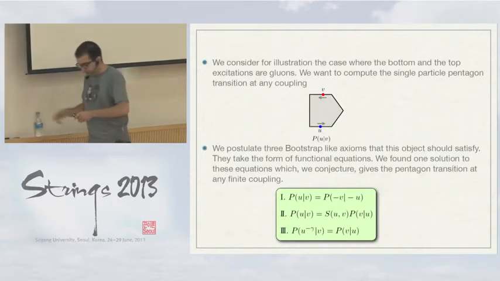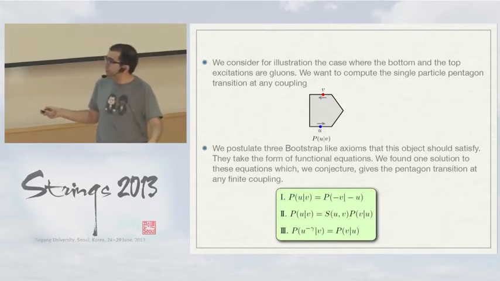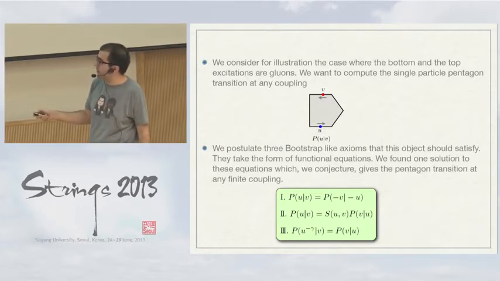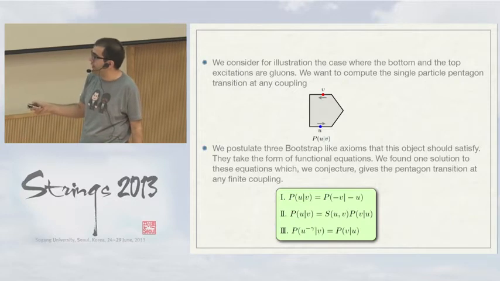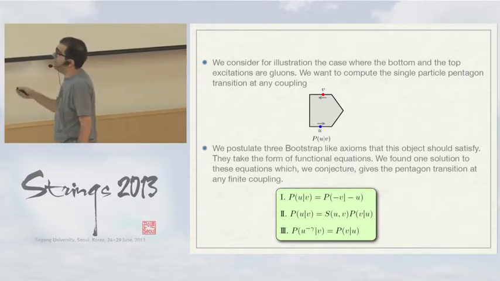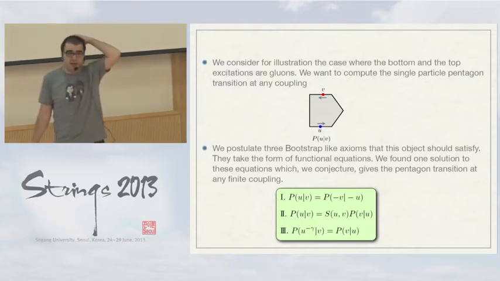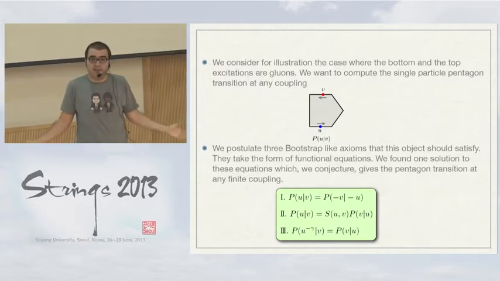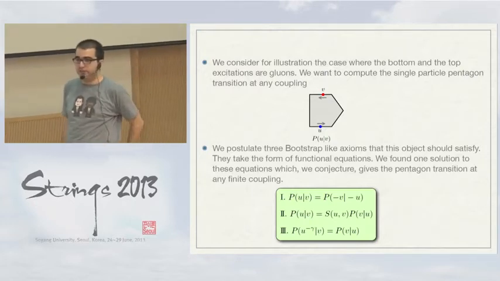So this is the goal. The goal is to compute a transition. Here is the simplest one. There is a particle with rapidity u, that is momentum p of u, and a particle with momentum p of v, just a transition between this particle and this particle in this pentagon. It is this single particle transition. Okay? We want to compute this guy at any value of the coupling. The goal is to compute scattering amplitudes at any value of the coupling.